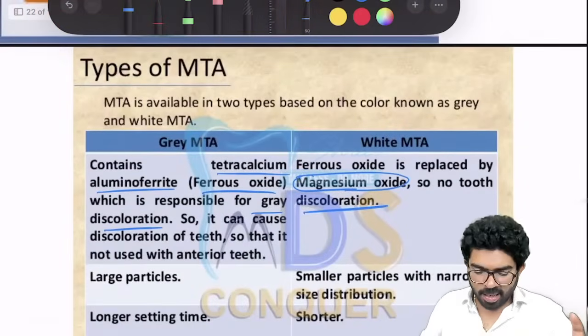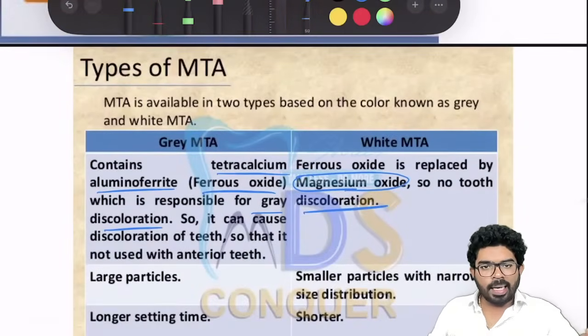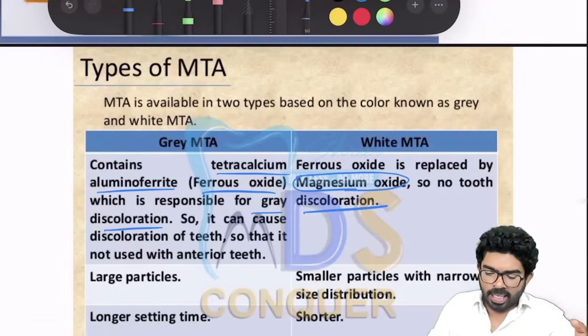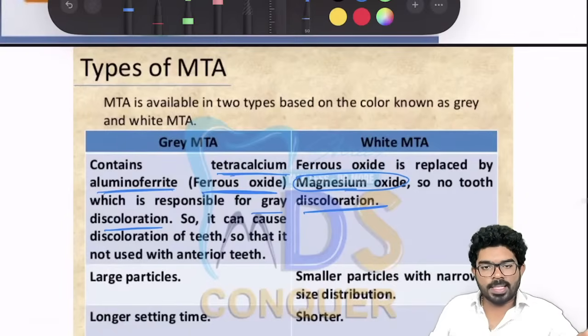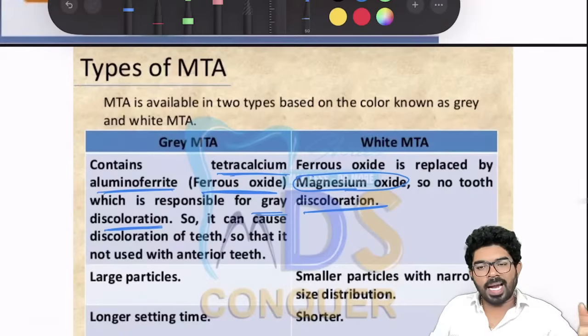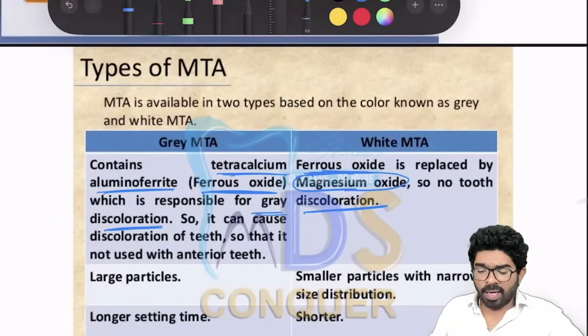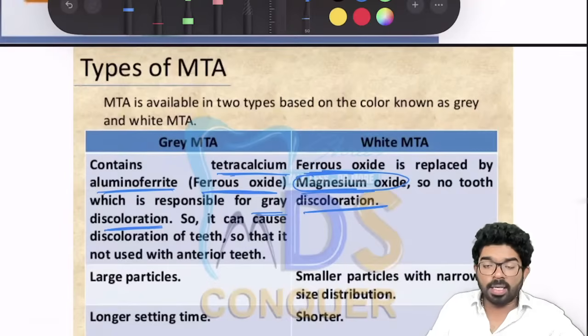Now the difference again, gray MTA and white MTA. We have already discussed the major differences. Tetracalcium aluminoferrate, or ferrous oxide, is responsible for grayish discoloration of the teeth. So it is not used in anterior teeth, it can be used in posterior teeth. So now what I have done is I have replaced this ferrous oxide by magnesium oxide to prevent this discoloration from occurring.